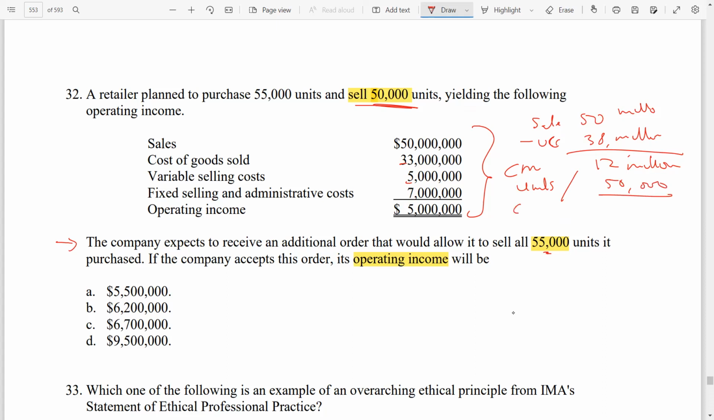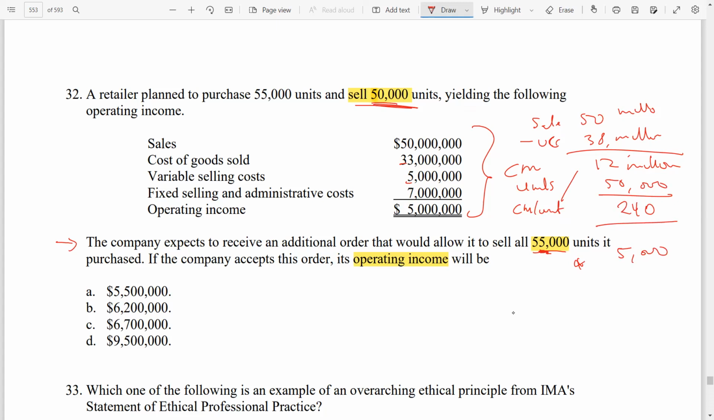So that means CM per unit is 12 million divided by 50,000, which is 240. I mean $240. Okay. So now we want to find the difference in the 5,000. So we're going to multiply 240 by that 5,000 because we sold 50,000 and now we are going to sell 55,000. So we only need the difference, which is the 5,000.